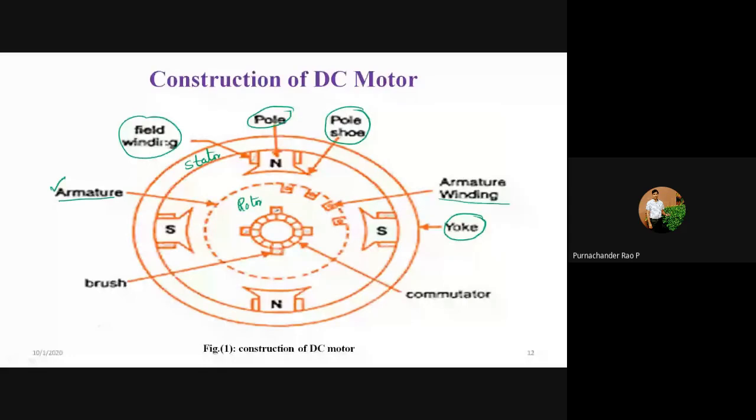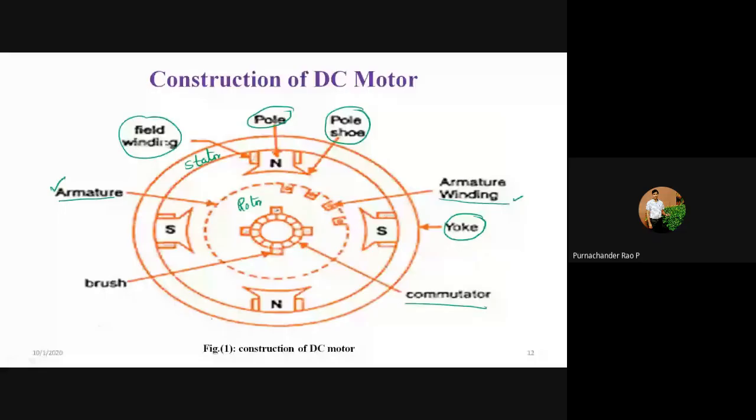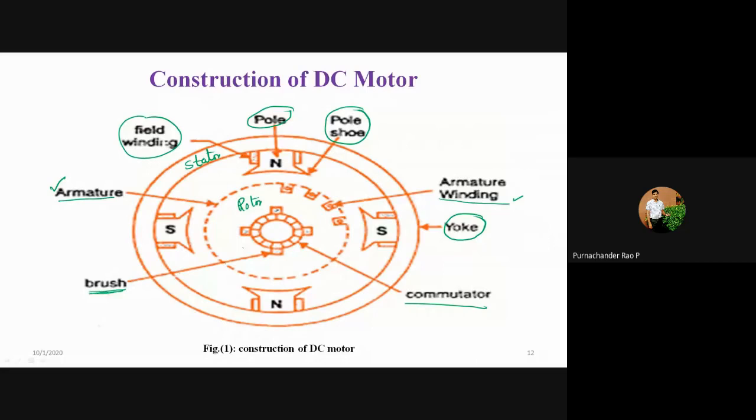This armature winding is placed on the armature circuit, and these armature conductors are connected to the commutator, and also this complete commutator assembly is connected to the brushes. With the help of these brushes only, the input supply is given, and this complete part is connected to the shaft. Okay, so it has a shaft here. So this shaft is connected to your mechanical load. Okay, so this is the cut view construction view of a DC motor.